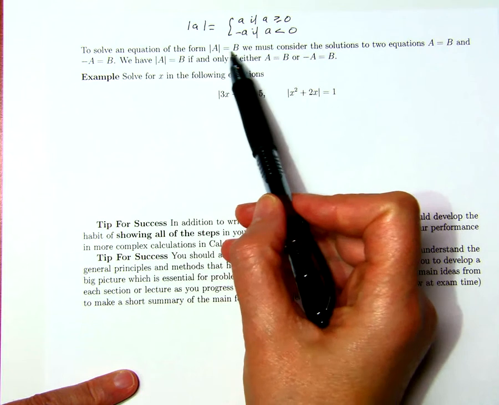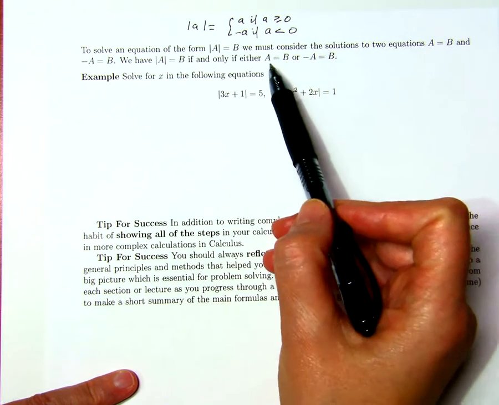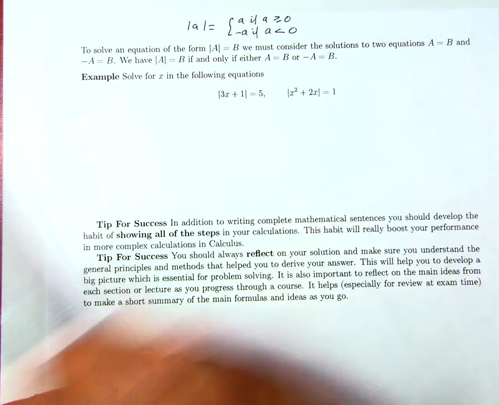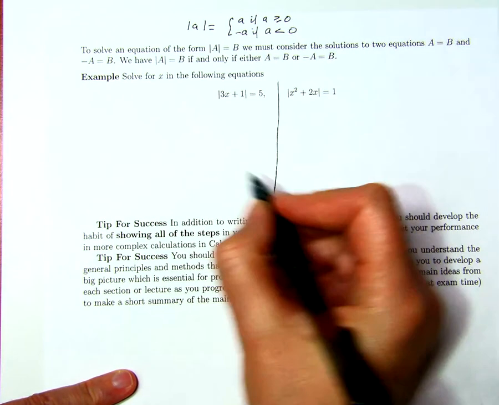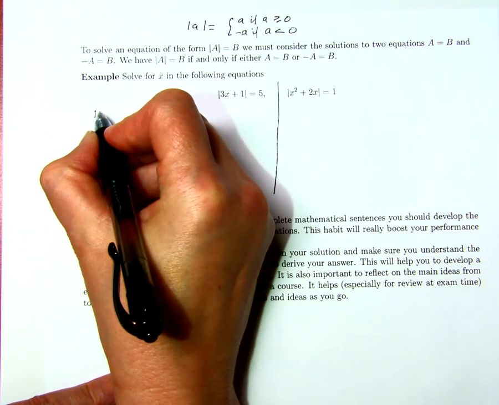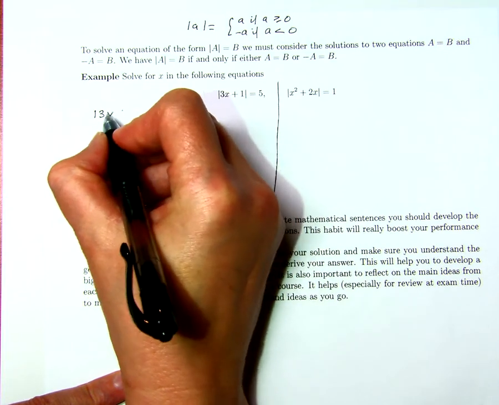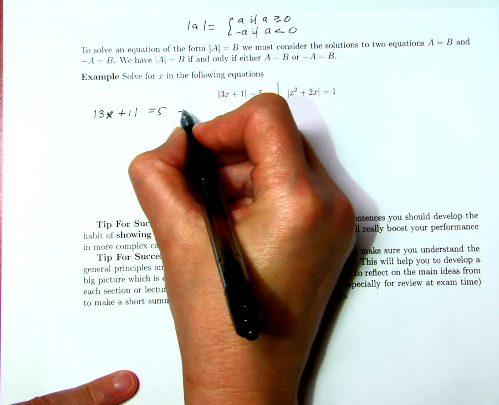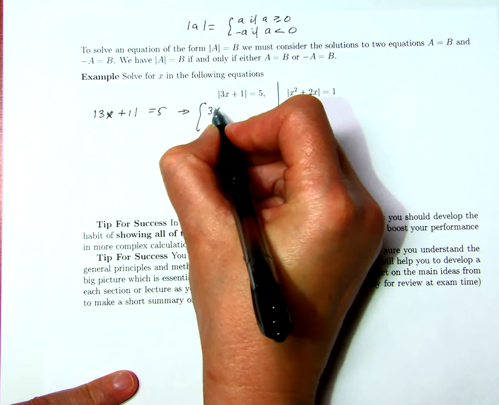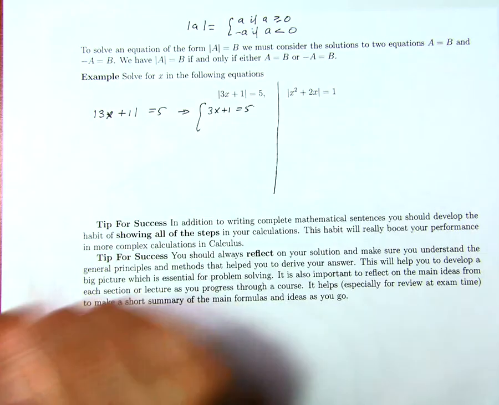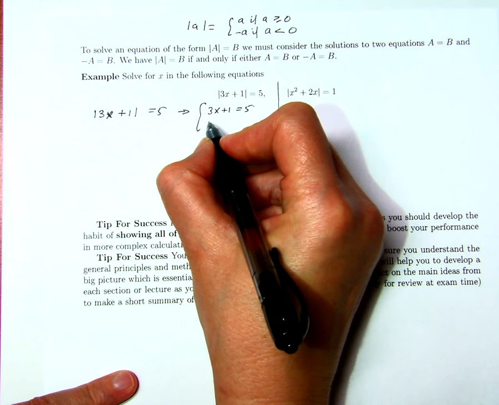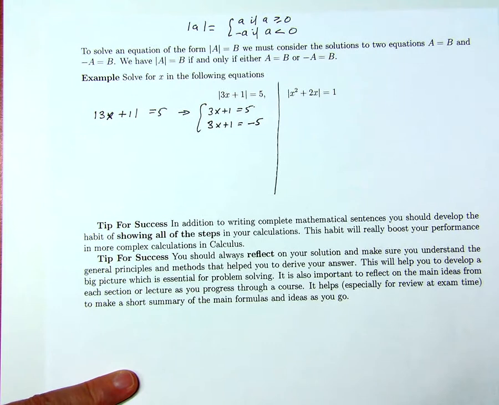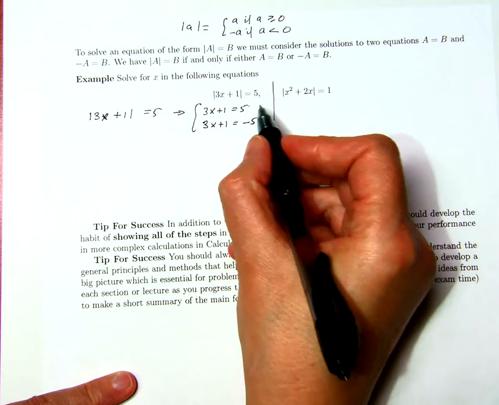So this equation translates to two equations, B equals A or B equals minus A, or if you multiply this by minus, you get A equals minus B. So to solve this equation, to find all solutions, 3x plus 1, the absolute value of that equals 5, and that gives us two equations. 3x plus 1 equals 5, might have some solutions, and 3x plus 1 equals negative 5. So we should solve both equations.